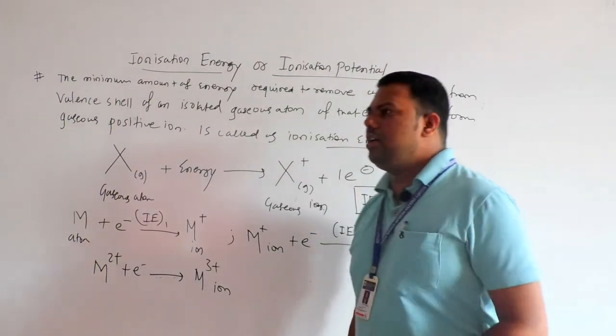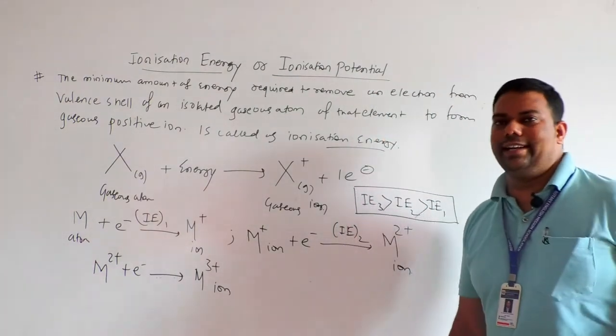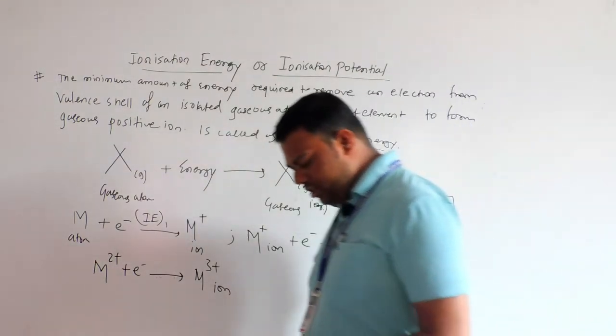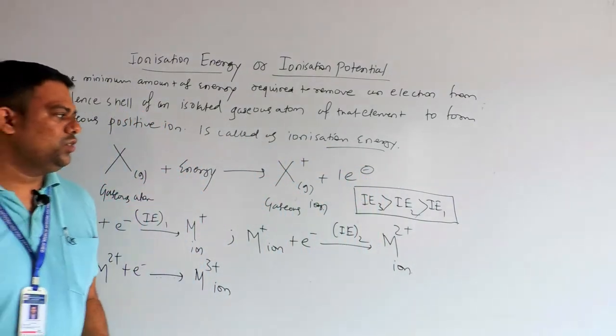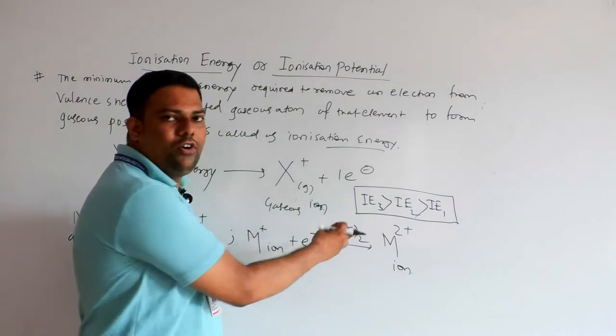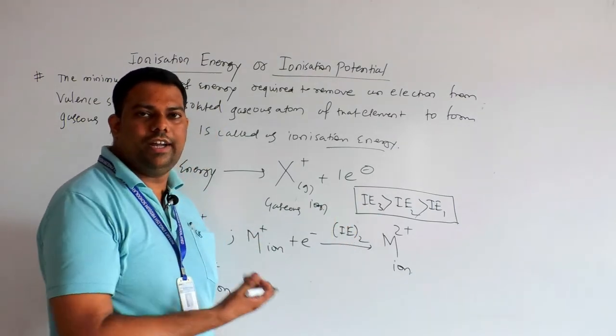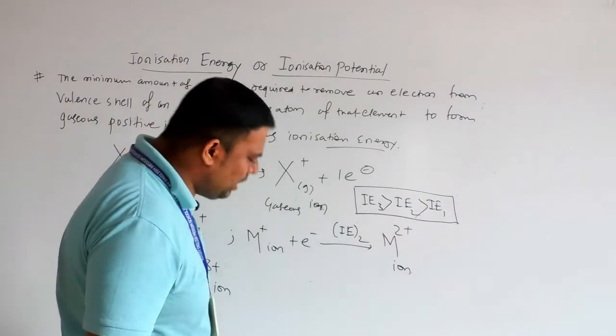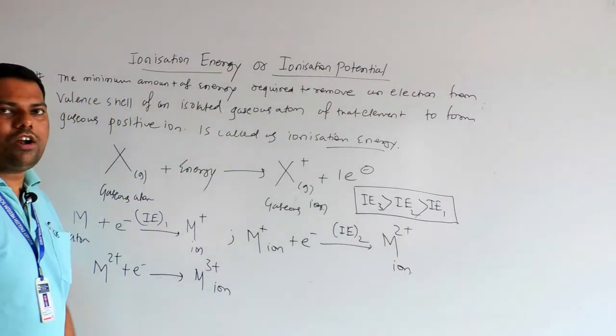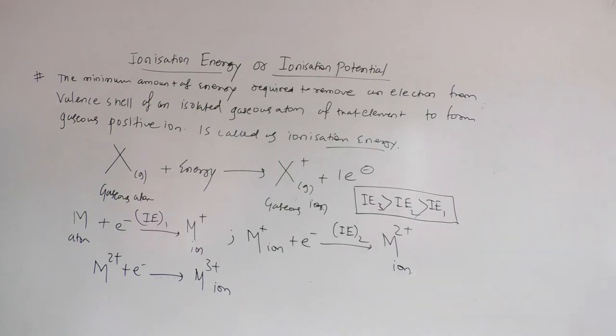When we remove the first electron, at that time nuclear charge will increase. So that's why whenever we have to remove the second and third electron, at that time your energy automatically will increase. Okay, so these are about your ionization energy, or we can say ionization enthalpy.